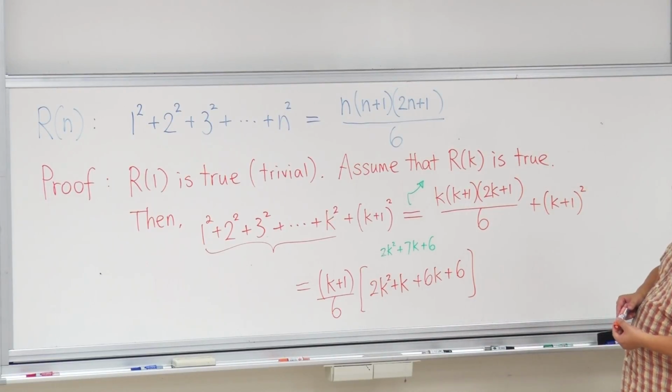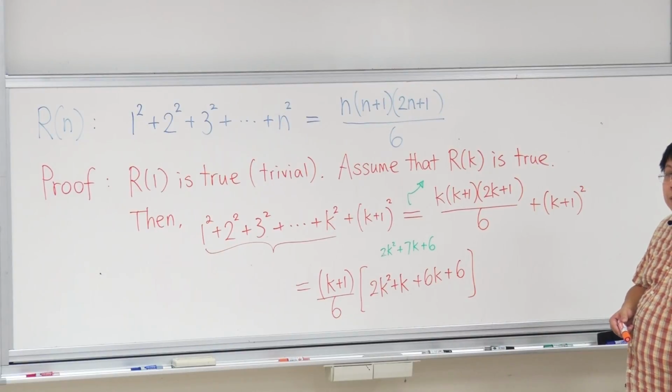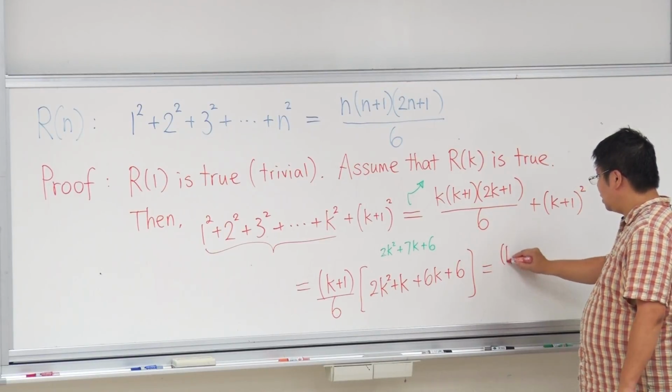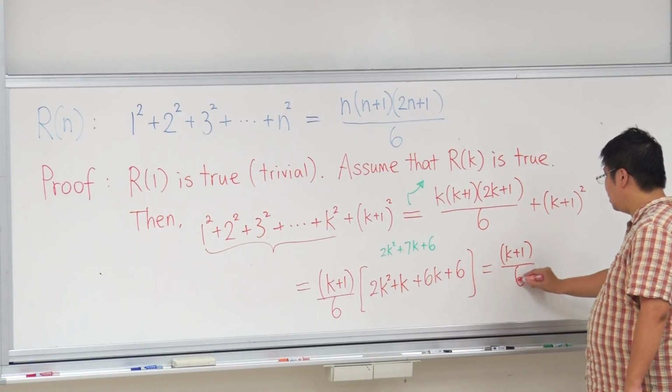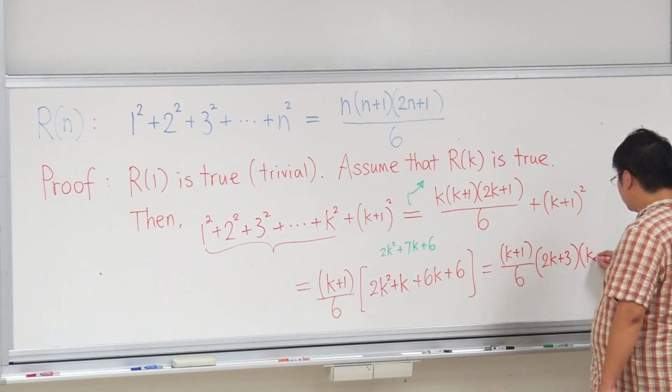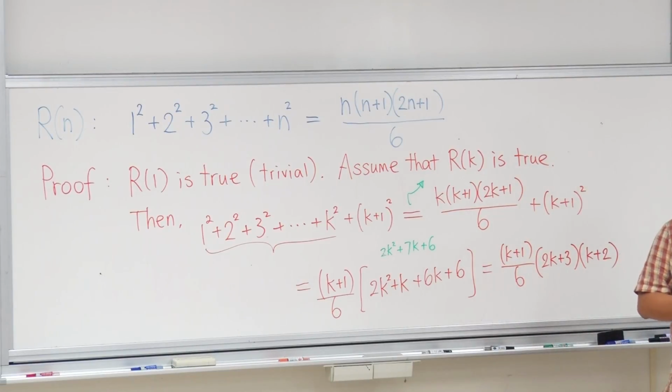It turns out that this is 2k plus 3 times k plus 2. Yes, 2k plus 3 times k plus 2. So this is equal to k plus 1 divided by 6, times 2k plus 3 times k plus 2. Is that OK? Yes: 2k squared, 3k, 4k, so you get 7k. 3 times 2, you get 6. So this is it, and this is exactly the form that we want.